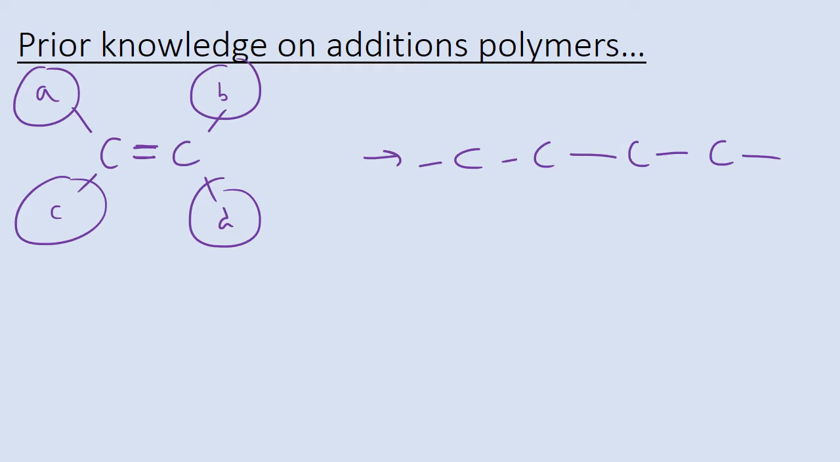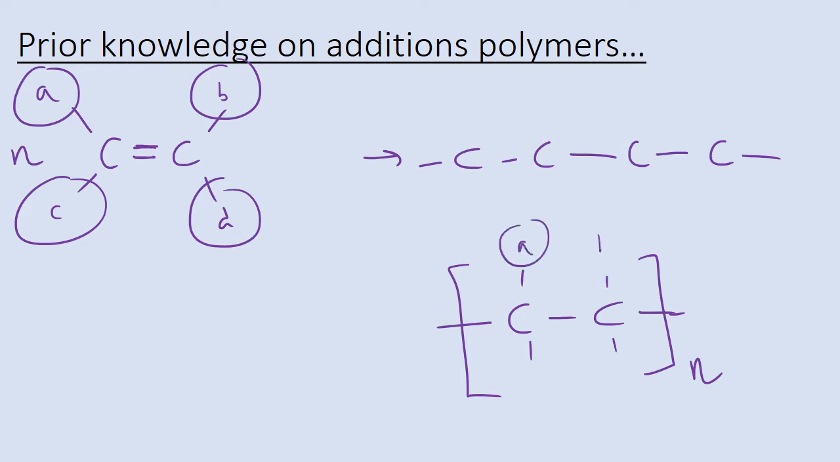So I've drawn a repeating chain of 2. We can just show it in square brackets, like this, and we can draw a little N on the side of the brackets and put an N in front of these monomers. And that's all that happens. That double bond opens up and allows them to join end on end. And these 4 groups remain completely unchanged. These 4 groups will still be here.